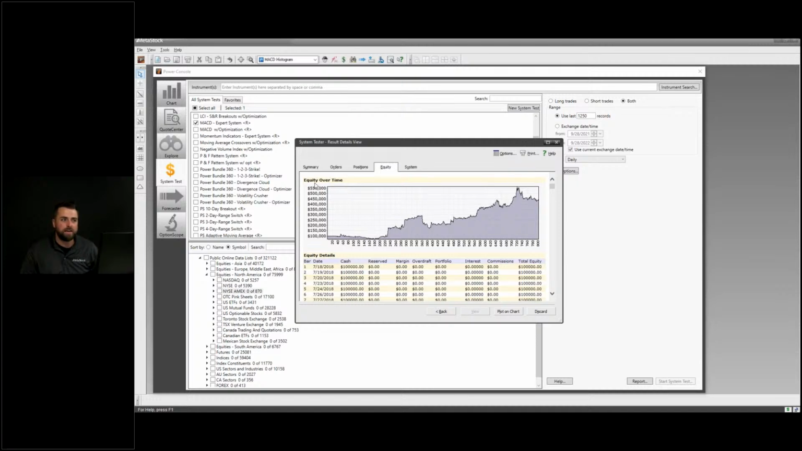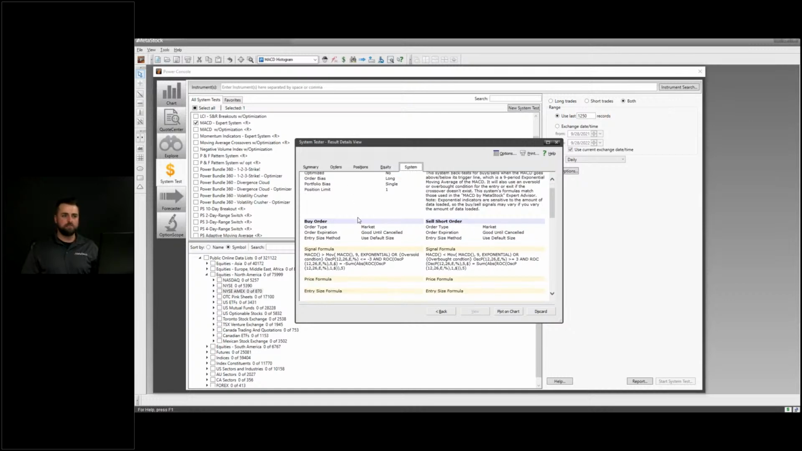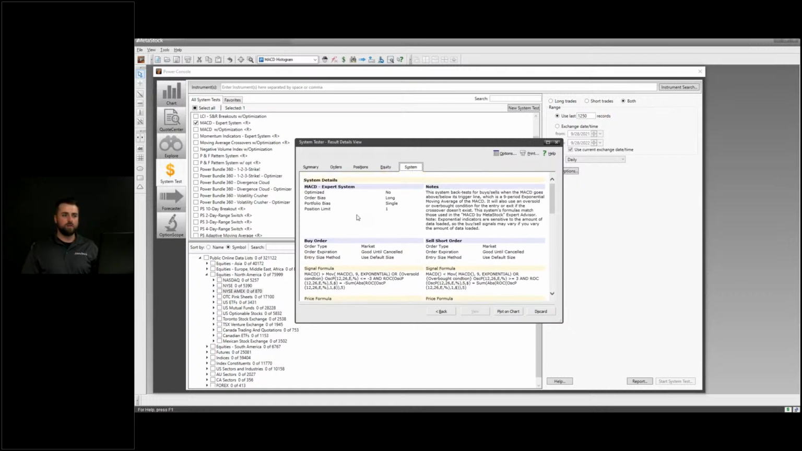Normally I like to see my equity over time consistently going up, and it looks like in the last year or so, this has not been going up. So that's something to consider, and something that's really easy to see by just going into the equity thing here. You can also get more information on the system test by going into the system and seeing what variables were used, what formulas were utilized for this.